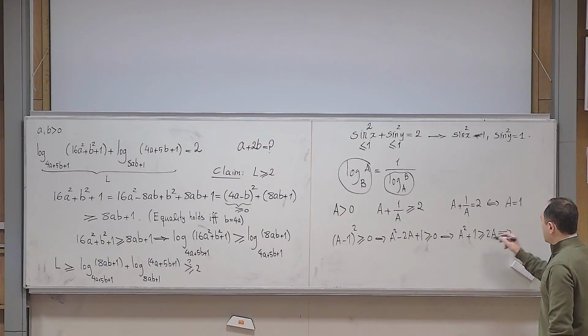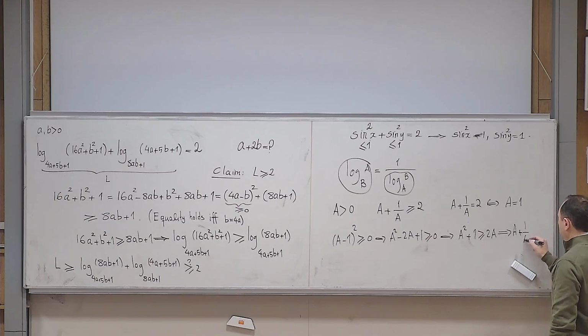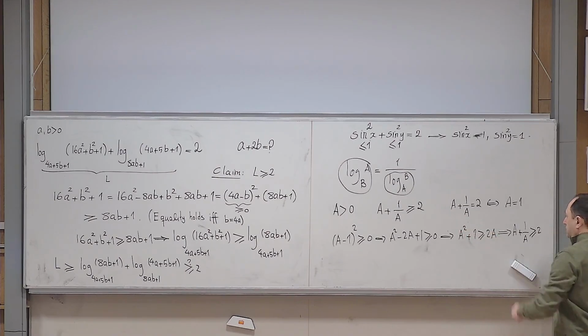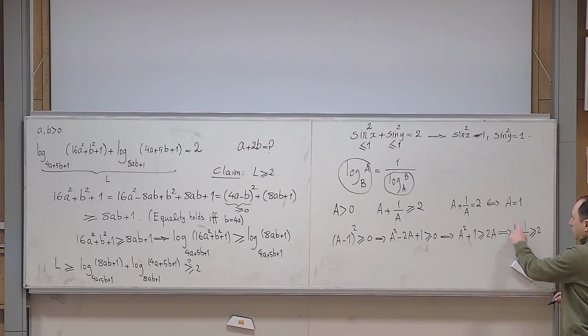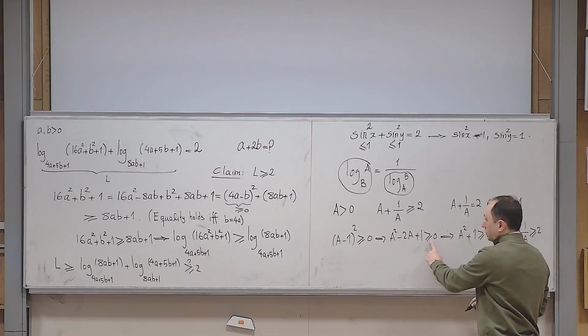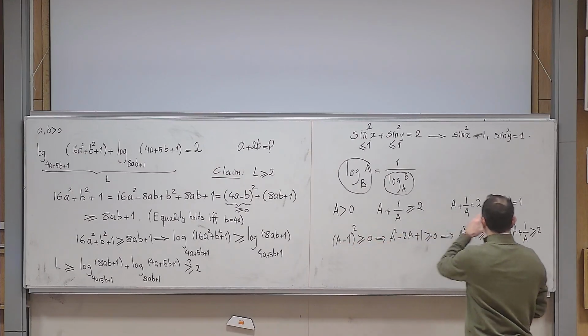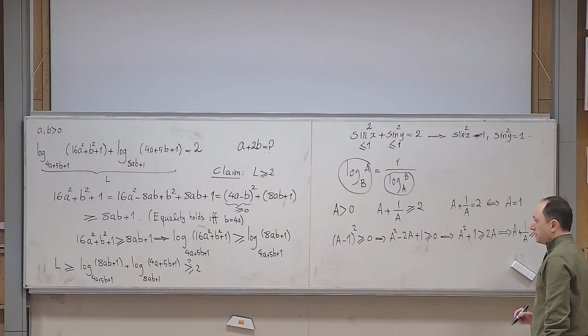So I divide everything by a, so this becomes a, and this becomes 1 over a, and this is greater than or equal to 2. So the inequality is proved now. And if I ask you when this equality holds, it holds if and only if a is 1.